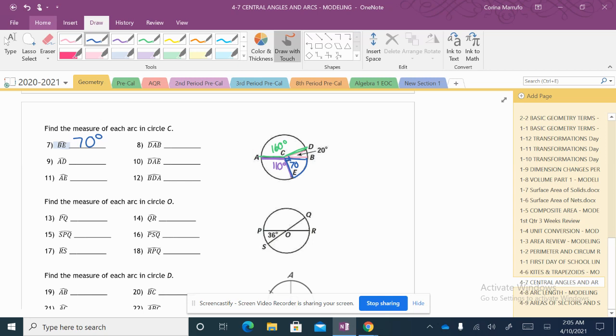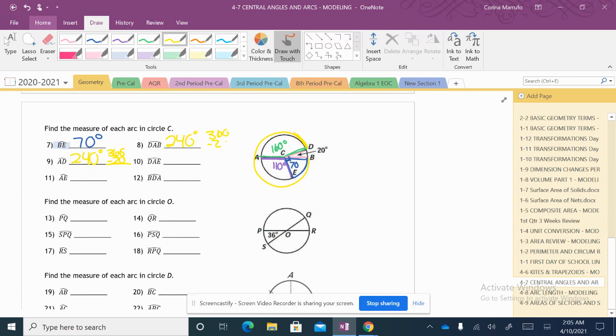DAB. Here we start from D to A first. We can't go this direction to B first. You have to go through A first, so from D to A to B. All the way around is everything except for this 20 degrees. So to find that, I'm going to take one full circle, 360, and subtract that 20, and that's going to give me 240 degrees.